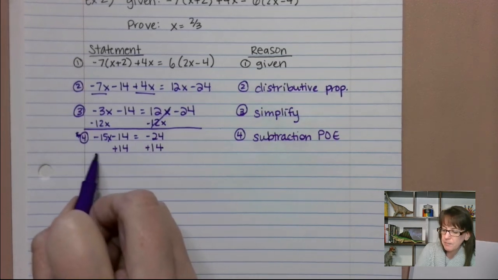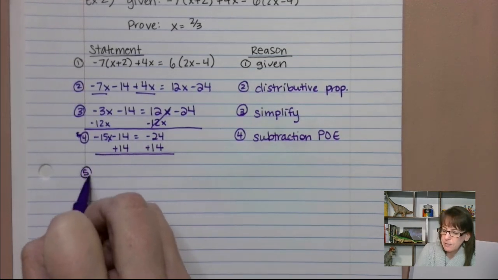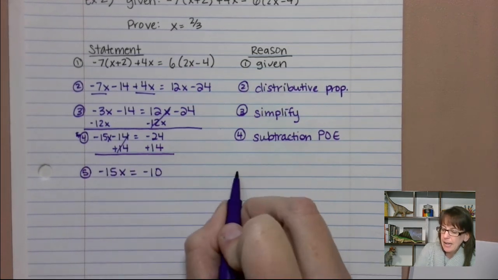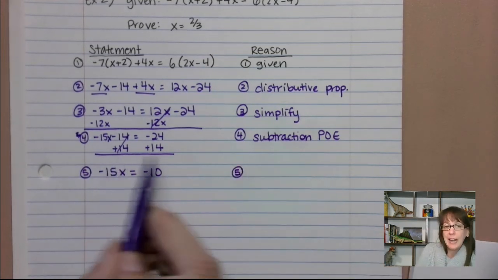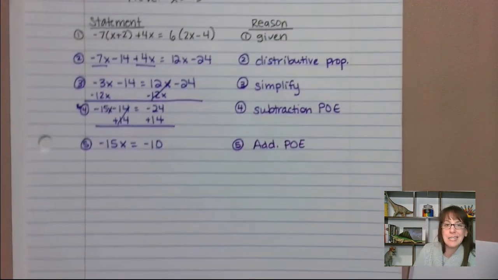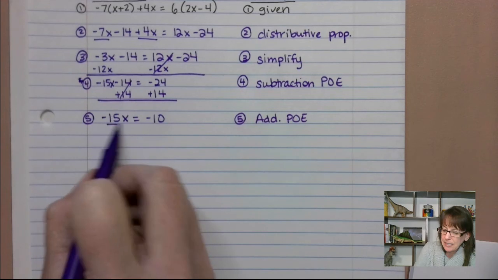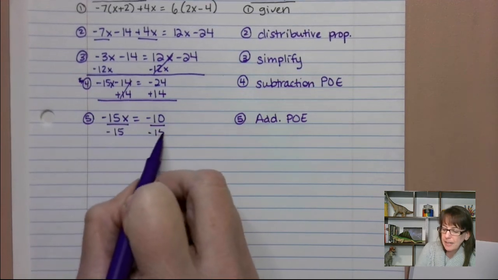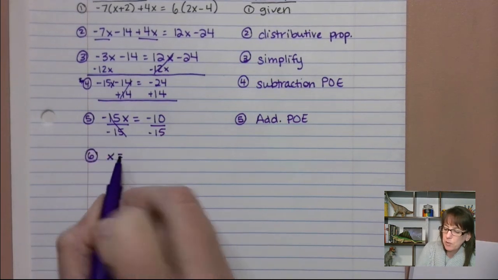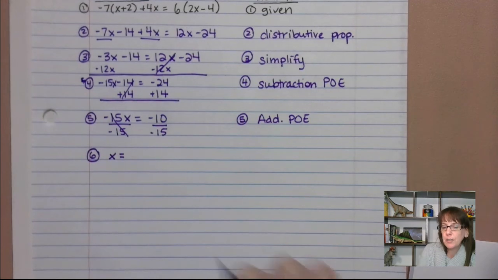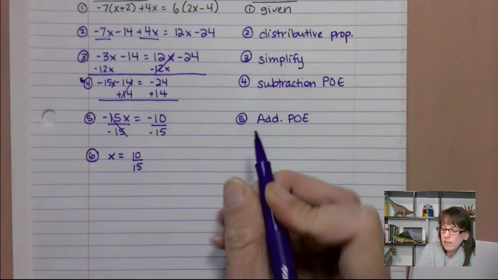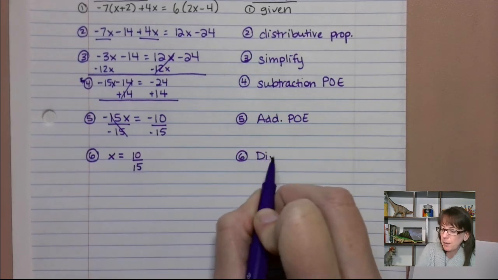All right, so from this point, what we want to do is add 14 to both sides. If we do that, we are left with negative 15x equals negative 10. And that, if we're adding to both sides, is the addition property of equality. Addition property of equality allows us to add to both sides. Okay, now to get that x by itself, we're going to divide by negative 15. So for number 6, we get x equals negative 10 over negative 15. Negative divided by negative is a positive, so we're going to say 10 over 15. And what allowed us to do that was the division property.